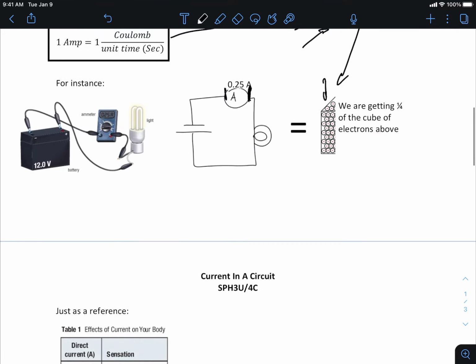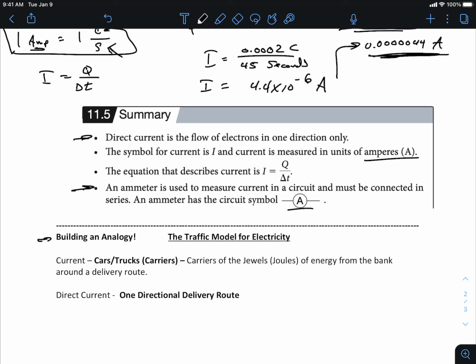The delivery route is the circuit that we're going to set up, right? And so the cars leave the bank or the battery where they've picked up joules of energy. And then they're going to drive around the circuit or the track or whatever the delivery route, and they're going to return back to the bank or battery, and the process is going to start over again. Where we're going to start to see things get more interesting is when we introduce things like light bulbs or resistors, and that's going to be a different lesson.